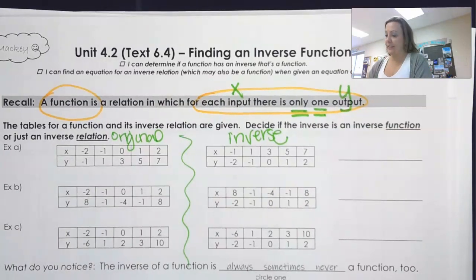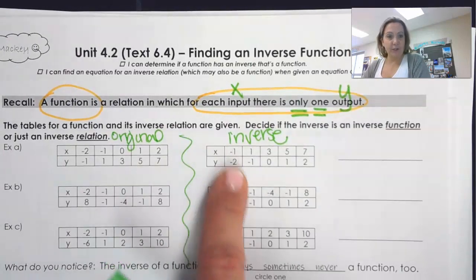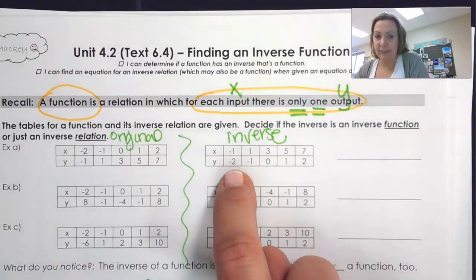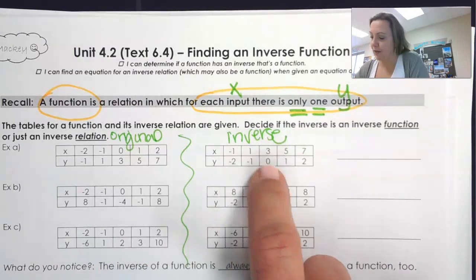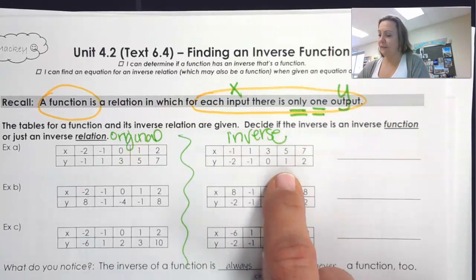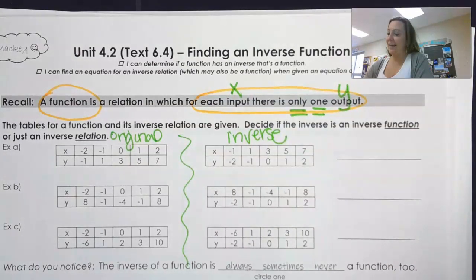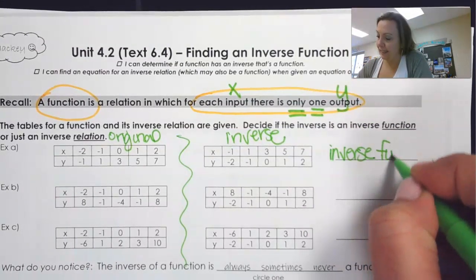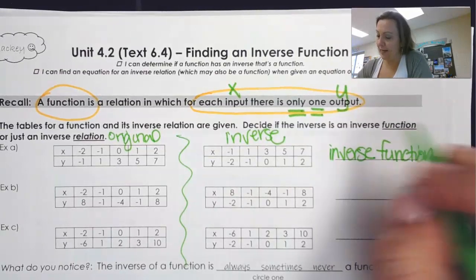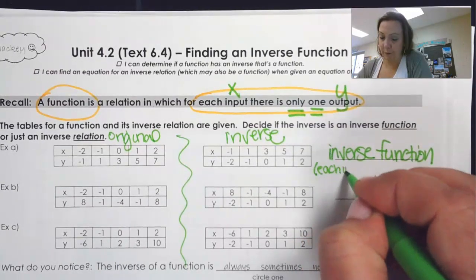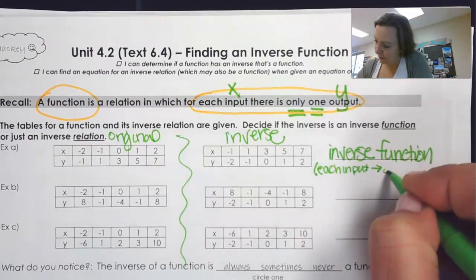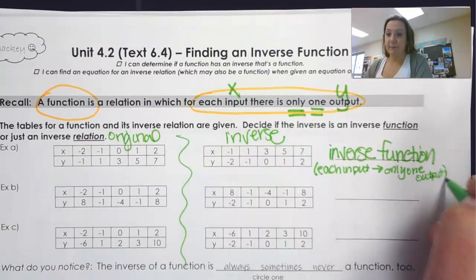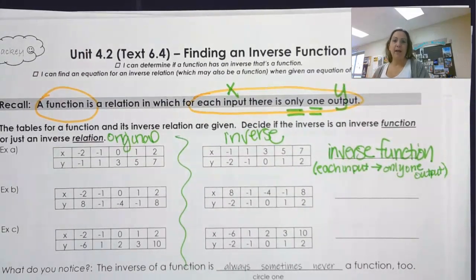So if I look here, notice that the x's and y's are switched in all the tables. And I see that -1 gives me -2, 1 gives me -1, 3 gives me 0, 5 gives me 1, 7 gives me 2. I can see that each input gives me just one output. So that is an inverse function. And again, that's because each input gives me only one output. That makes it a function.